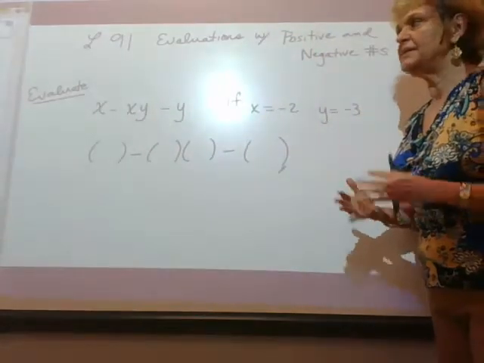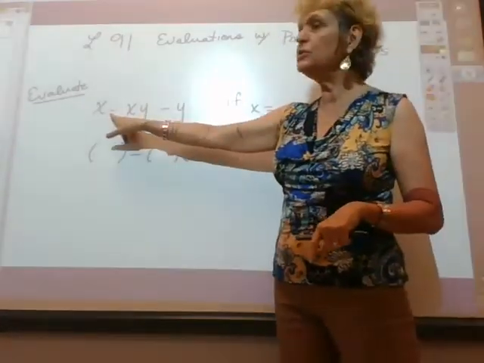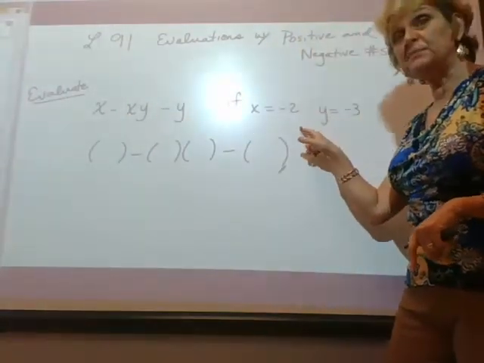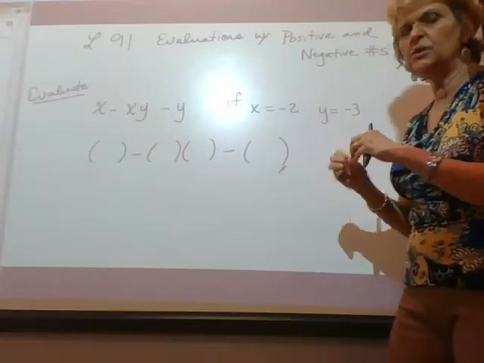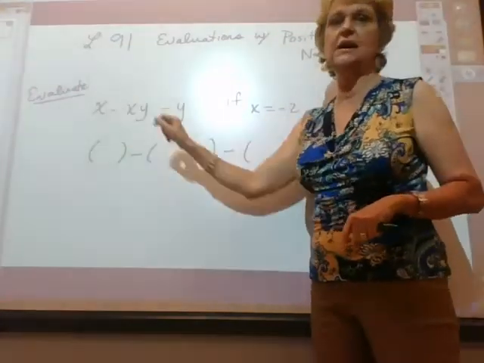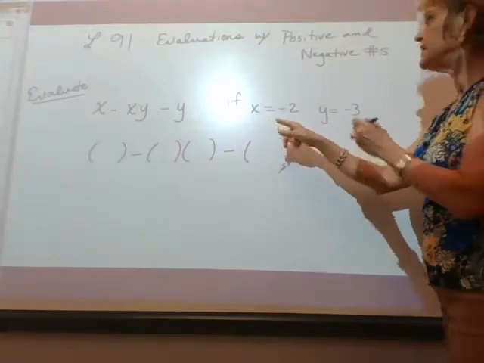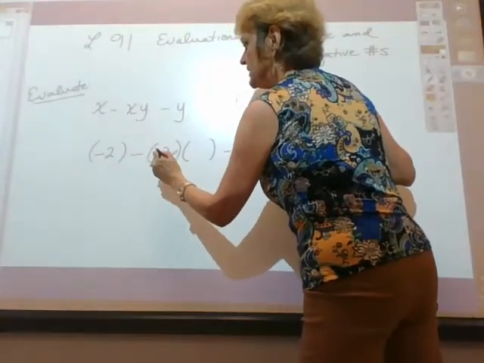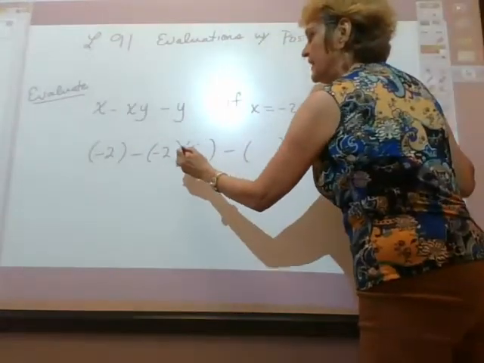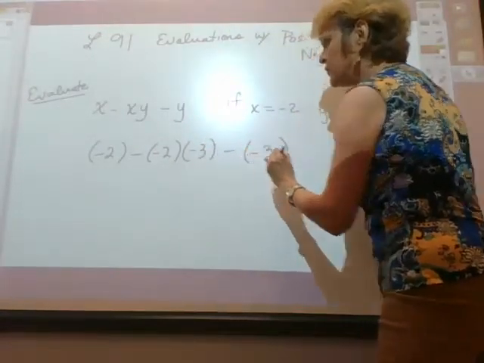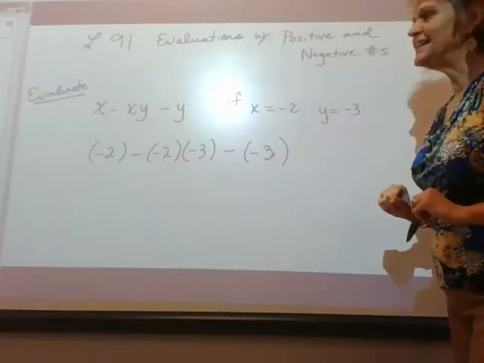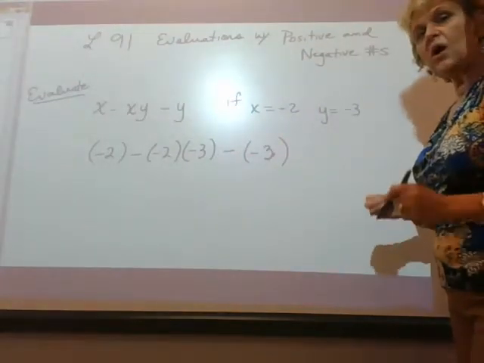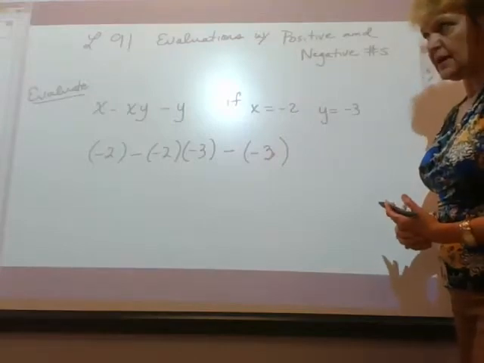So this way, I'm being very careful to not lose the signs from the equation because I'm going to be putting in some negative values. So I don't want to lose the subtraction signs. Okay, so let's plug in the numbers. We're plugging in -2 for x, and we're plugging in -3 for y. All right? Now, what you want to do first is do all of your multiplication, okay?